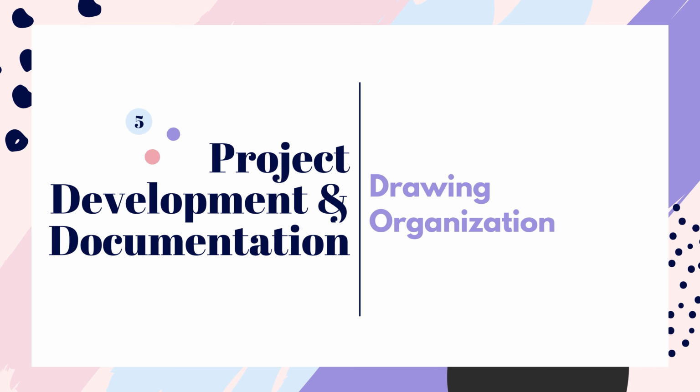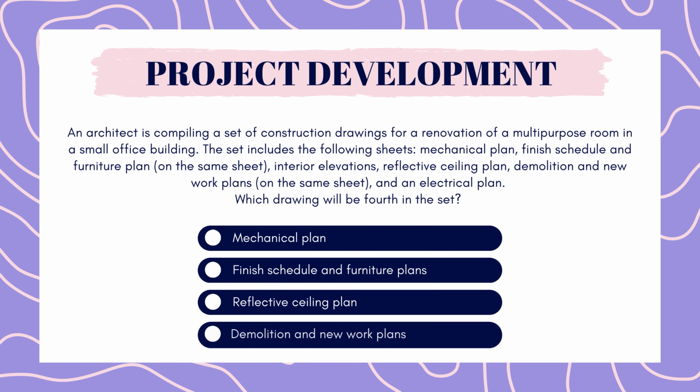Now on to project development. An architect is compiling a set of construction drawings for a renovation of a multi-purpose room in a small office building. The set includes the following sheets: mechanical plan, finish schedule and furniture plan on the same sheet, interior elevations, reflective ceiling plan, demolition and new work plans on the same sheet, and an electrical plan. Which drawing will be fourth in the set? Mechanical plan, finish schedule and furniture plans, reflective ceiling plan, demolition and new work plans. Pause to answer.